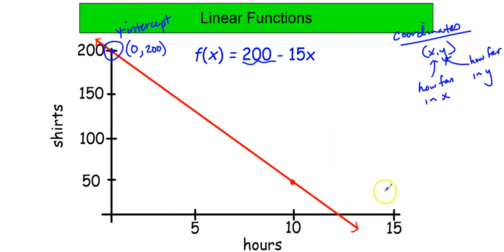The other point that we're interested in is not the one that I have marked here. It's this one down here. And this particular point is where it crosses the x-axis. So this is called the x-intercept.